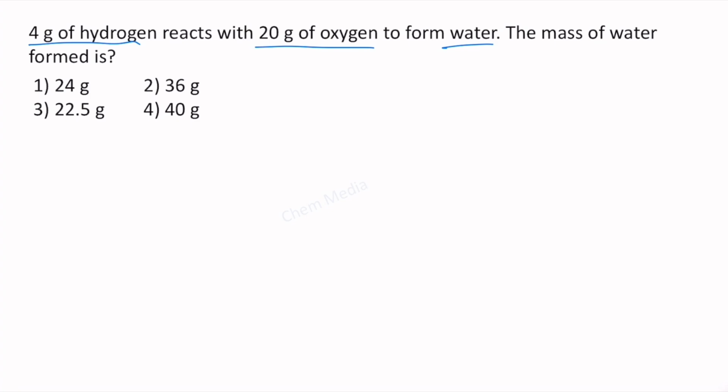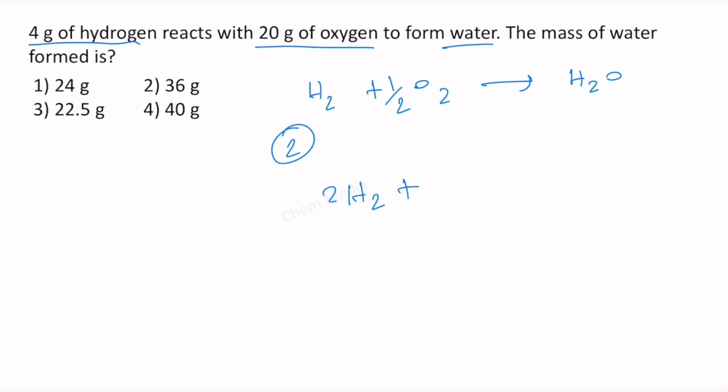Let us first write the equation: H2 plus O2 giving water. To balance the equation, we need to put 1 by 2 in front of O2. Let us get rid of this 1 by 2 fraction. Therefore, I am multiplying the entire equation by 2. Therefore, 2 times H2 plus O2 gives 2 times H2O.